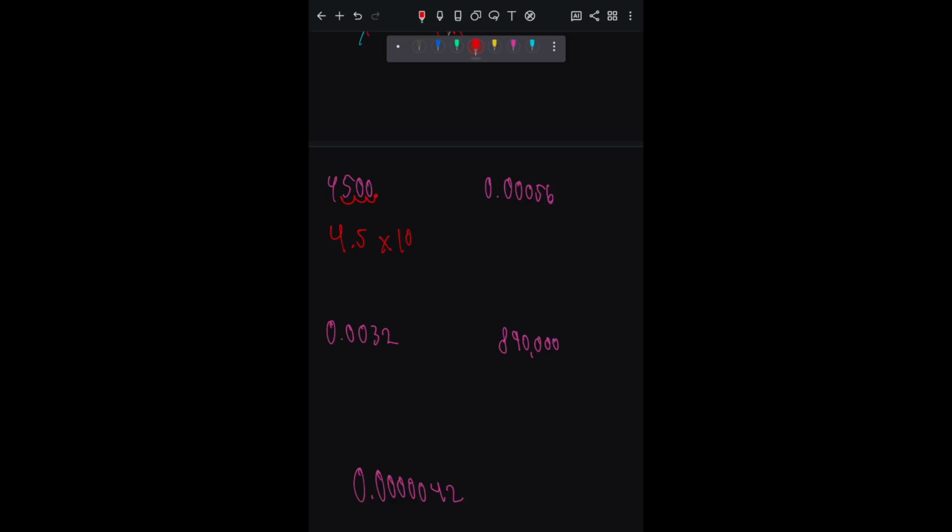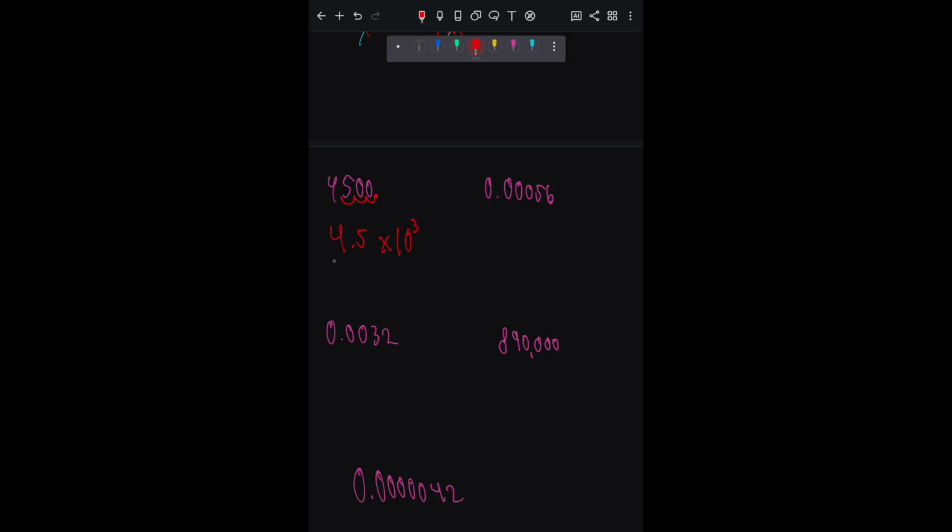If we move it to the right, it's going to be a positive exponent. If we move the decimal point to the left, it's going to be a negative exponent. Here, to get that 4.5 to 4,500, you have to move it to the right 3 times. So it's 10 to the power 3.